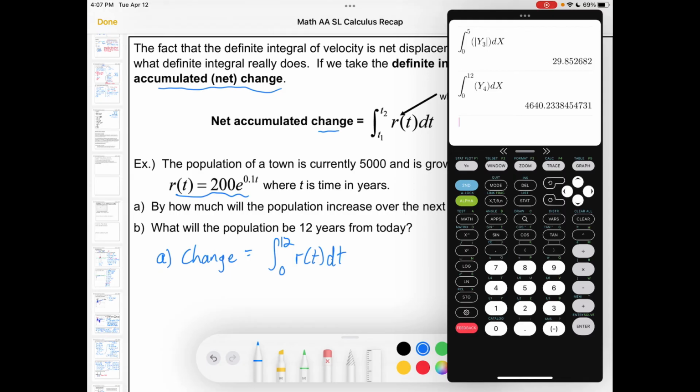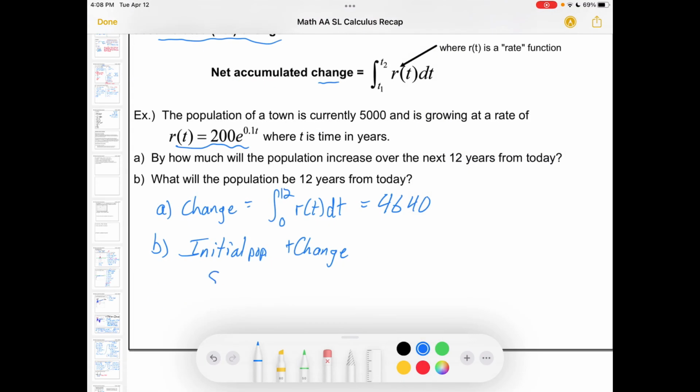And it tells me 4640. Okay? That's how much the population increased by. What would the population be 12 years from today? Well, that would just be the initial population plus the change. And the initial population was 5,000. The change is 4640. There are other ways that you could do this, but I would say that this is probably the slickest.